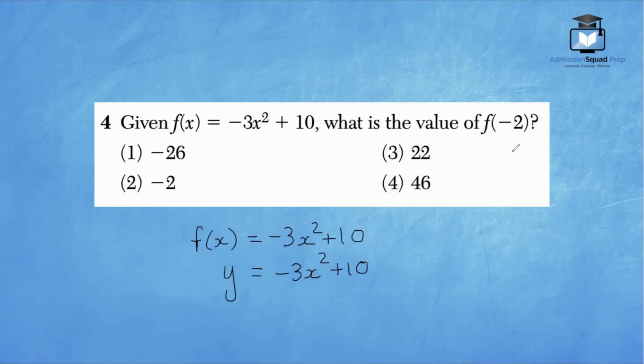So let's keep going. We know that our x value is going to be negative 2. So I'm going to write y equals negative 3, and I will replace x with negative 2. We're going to square the negative 2, and then we're going to add 10. So now we have y equals negative 3 times negative 2 squared. Negative 2 times negative 2 is 4. So we have negative 3 times 4 plus 10.